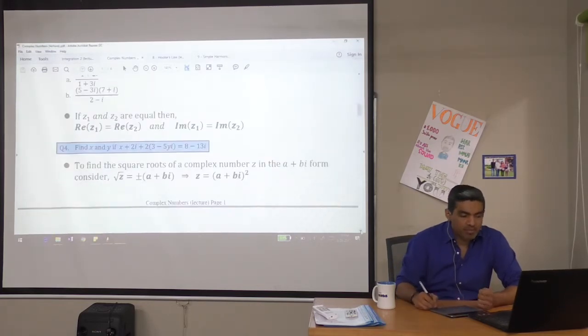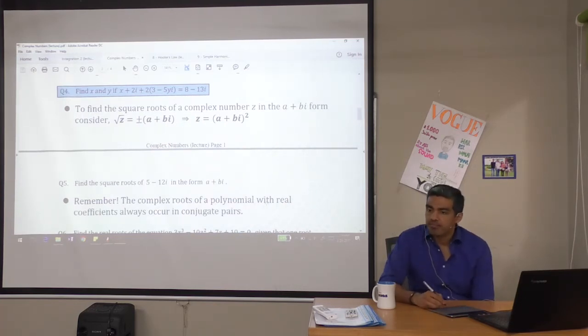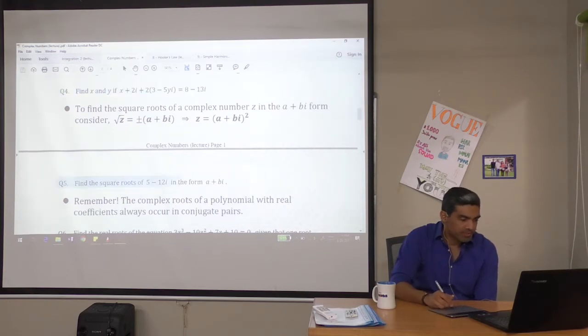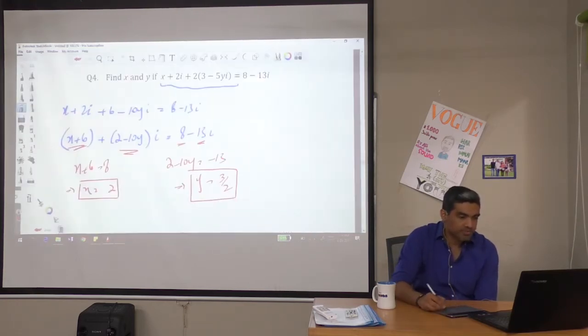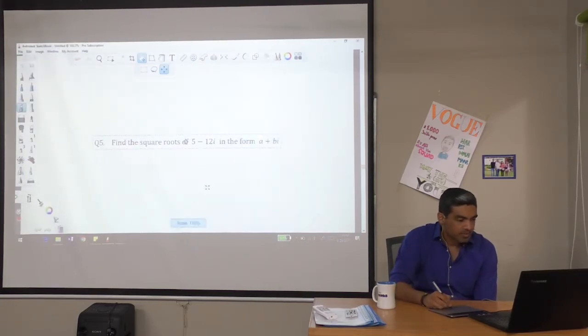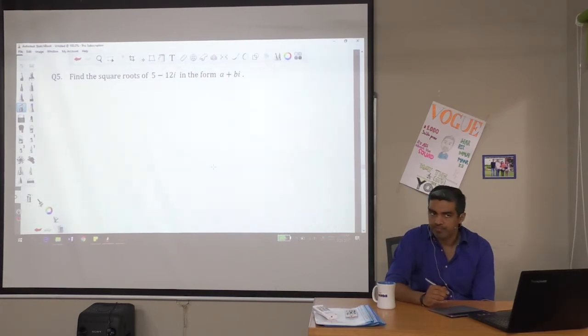Okay, now this concept will help us find the square root of a complex number. Basically there are two methods, but I am doing the standard one first, and then we will come down to the other one again when we do the exponential form. So let's say this is the question. You are asked to find the square root of 5 minus 12i.